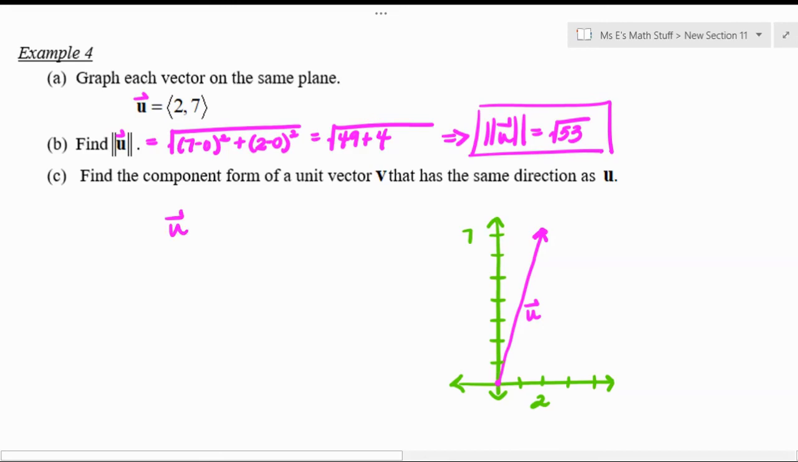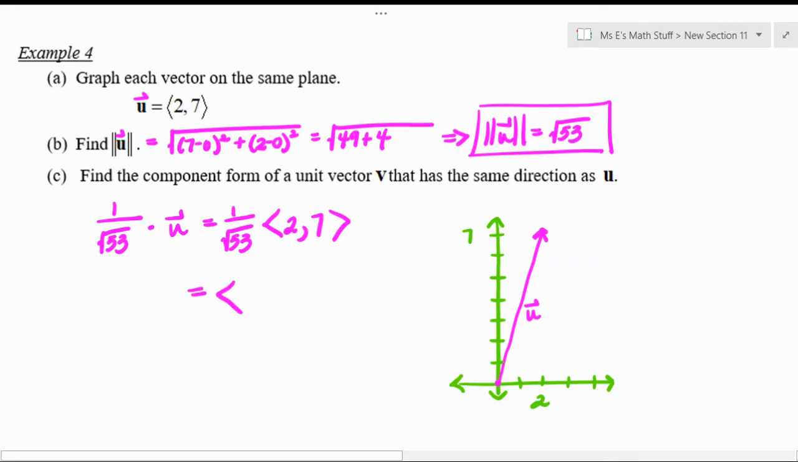So if it is square root 53 units long, we'd need to multiply it by 1 over its own magnitude to get it down to 1 unit long. I hope that makes sense. So I'd basically take 1 over square root 53 and I'd multiply it by the vector 2, 7. And then scalar multiplication, you just distribute it in.